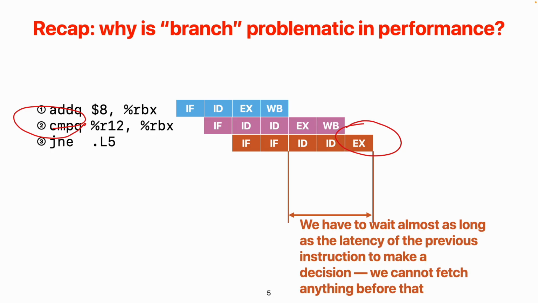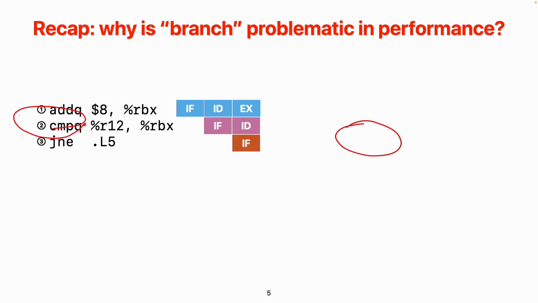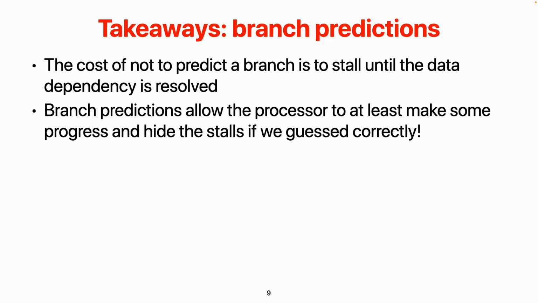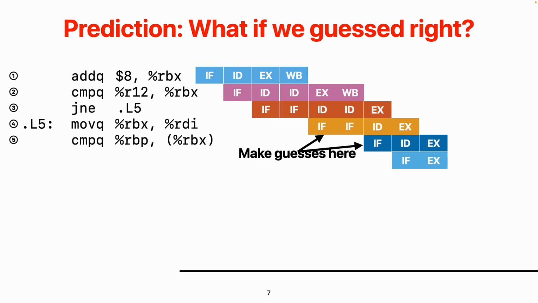And once I got that result, I can determine the effective branch address in the execution stage. However, it also means that the time you have to wait is almost as long as the latency of the previous instruction going through the execution stage. So this is actually another source of inefficiency. Later in this lecture, I will tell you why we do care about this latency.